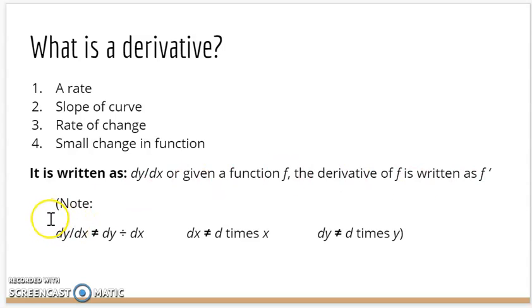A little note: dy over dx does not mean dy divided by dx. dy and dx mean the change in y and the change in x. So dy over dx means the change in y with respect to the change in x. It does not mean dy divided by dx. Similarly, dx does not mean d times x. Like I said, it means the change in x. And dy does not mean d times y. It just means the change in y.